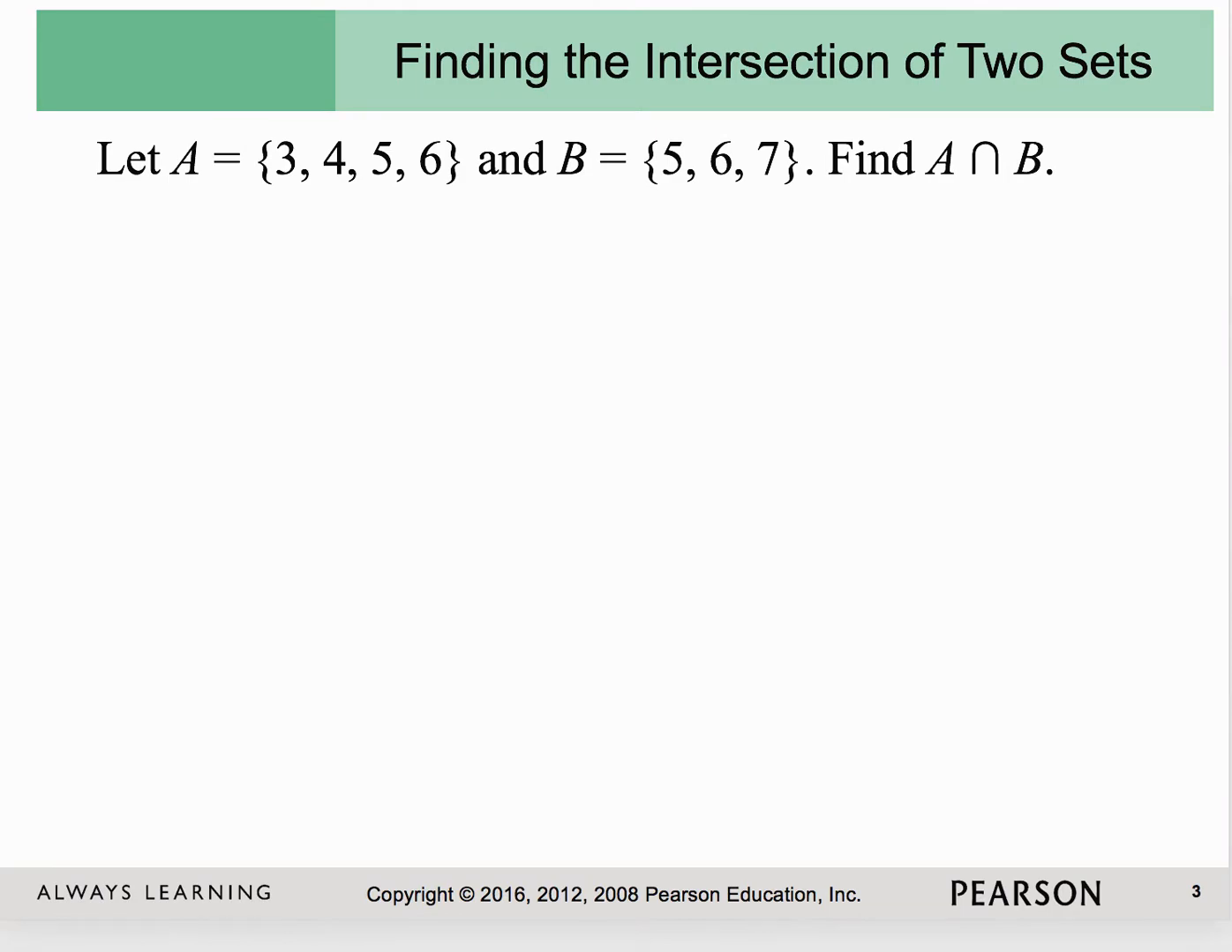Okay, so if we're trying to find the intersection of two sets, that's and, right? So I want only the numbers that are in A and in B. Is 3 in A and in B? No. Is 4 in A and in B? No. 5 is in A and B. 6 is in A and B. That's the intersection of those sets, the elements that are in both sets.